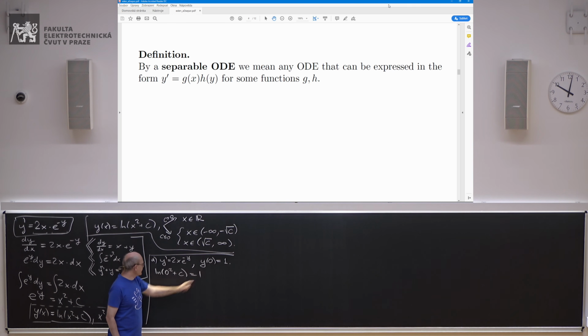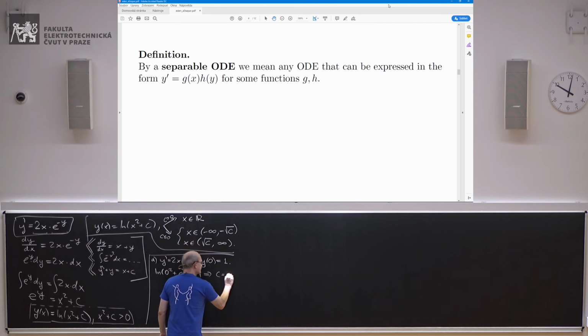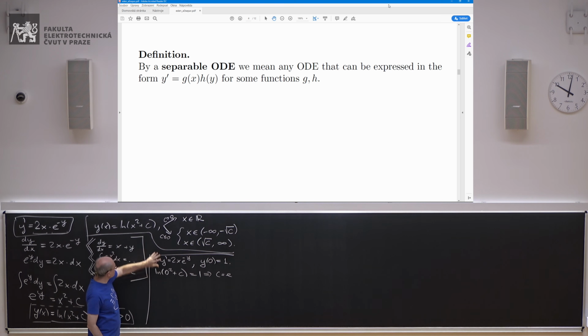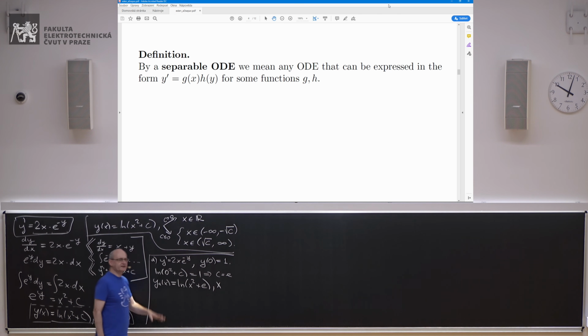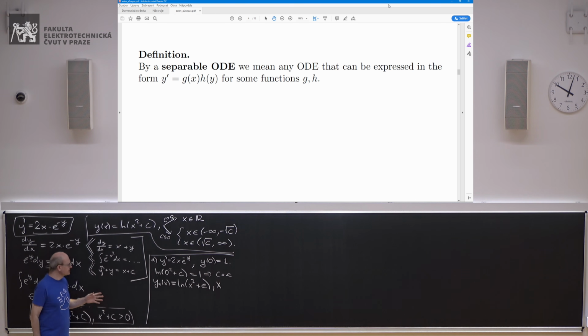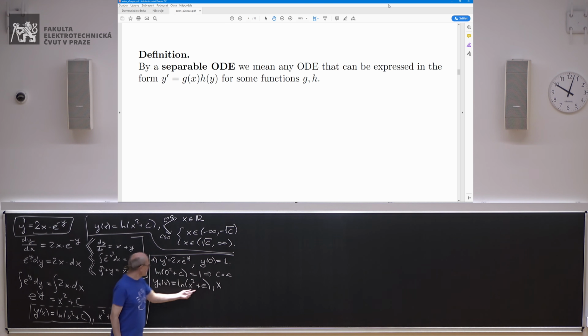Logarithm of something should be 1, which means that the something should be e. What is the something? 0 squared plus c, that's c. c should be e. So my solution to this problem, let's call it y_a(x), is logarithm of x squared plus e, which is valid. I have to be careful. If you forget on a test, there will be definitely a deduction, a serious deduction in points. Okay, e is positive. Here we go.